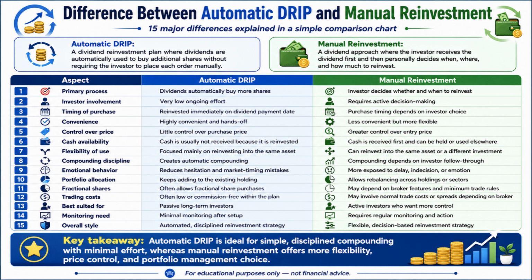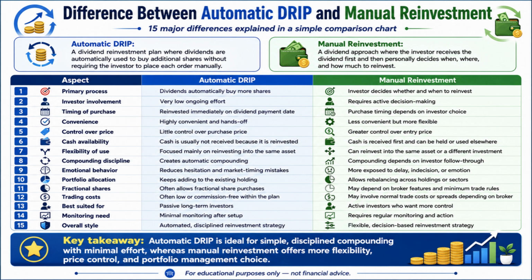Number 11. Automatic DRIP often allows fractional share purchases, whereas manual reinvestment may depend more on broker features and minimum trade rules. Number 12. Automatic DRIP is often low-cost or commission-free within the plan, whereas manual reinvestment may involve normal trade costs or spreads depending on the broker.